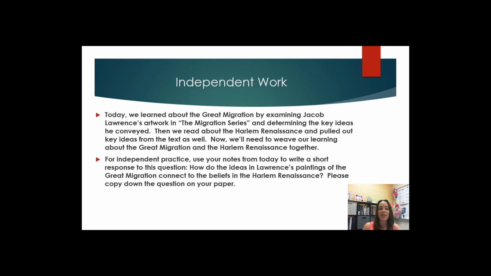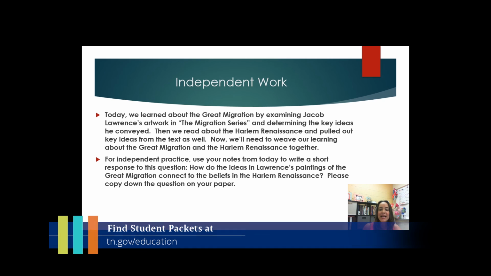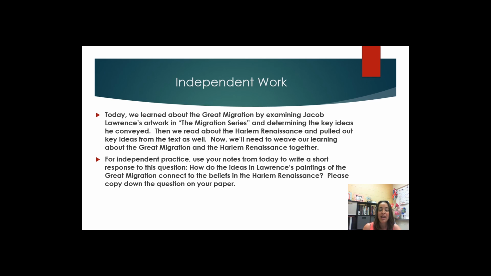Today we learned about the Great Migration by examining Jacob Lawrence's artwork in the Migration series and determining the key ideas he conveyed. Then we read about the Harlem Renaissance and pulled out key ideas from the text as well. Now we'll need to weave our learning about the Great Migration and the Harlem Renaissance together. For independent practice, use your notes from today to write a short response to this question. How do the ideas in Lawrence's paintings of the Great Migration connect to the beliefs in the Harlem Renaissance? Please copy down the question on your paper.